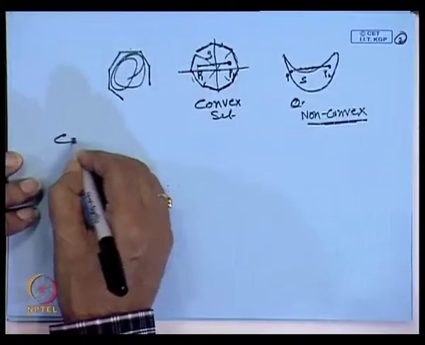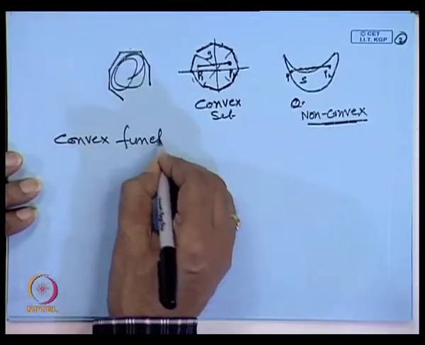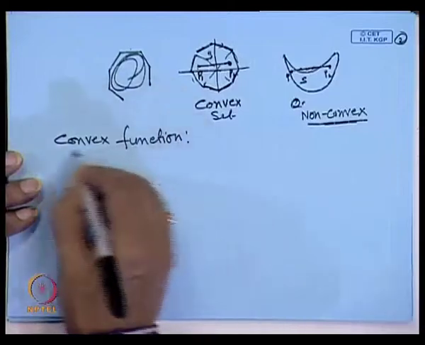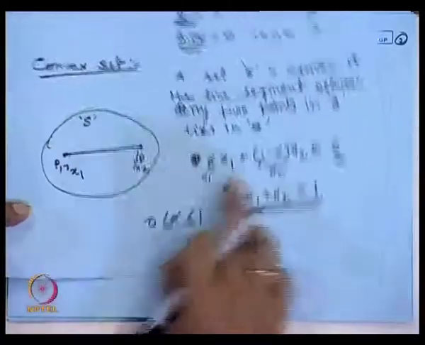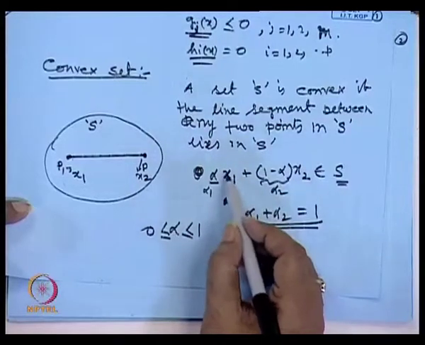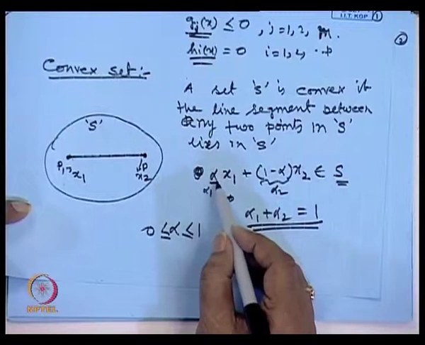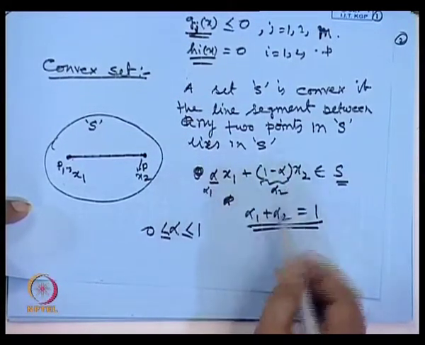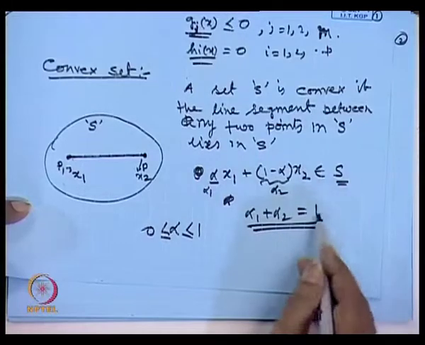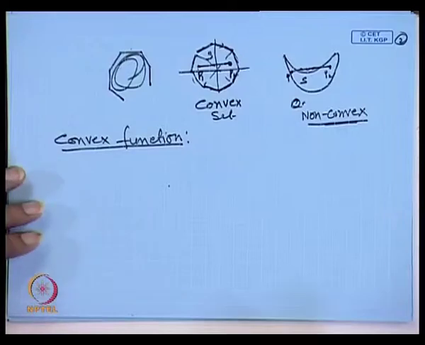Next is convex function. For a convex set, this condition must be satisfied: for any points x 1 and x 2, alpha 1 is 1 minus alpha, so alpha 1 plus alpha 2 must be equal to 1. So, you can write it.